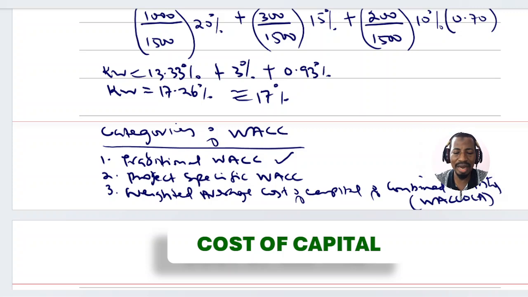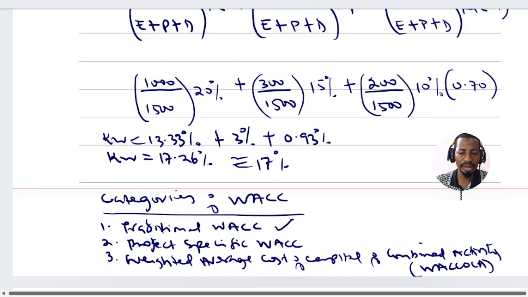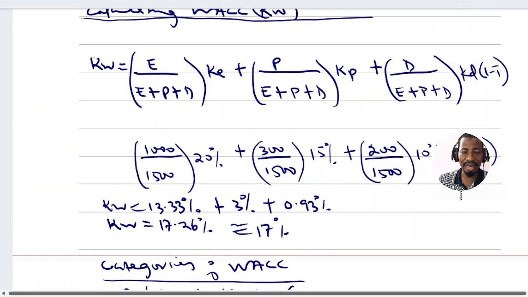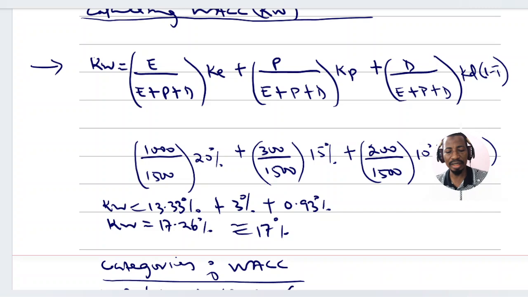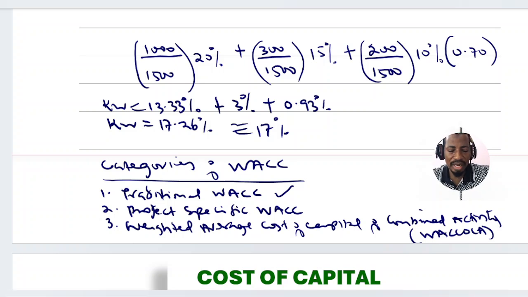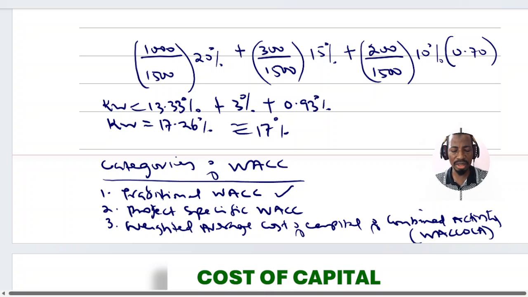Then you now find the average using the weighted average cost of capital formula. All the three categories of work, we use the same formula. It's the same formula. But again, like I said, using the traditional weighted average cost of capital, you will calculate the cost of equity, cost of preference share, and then cost of debt. So when we get to project-specific cost of capital, then we are going to discuss in detail.